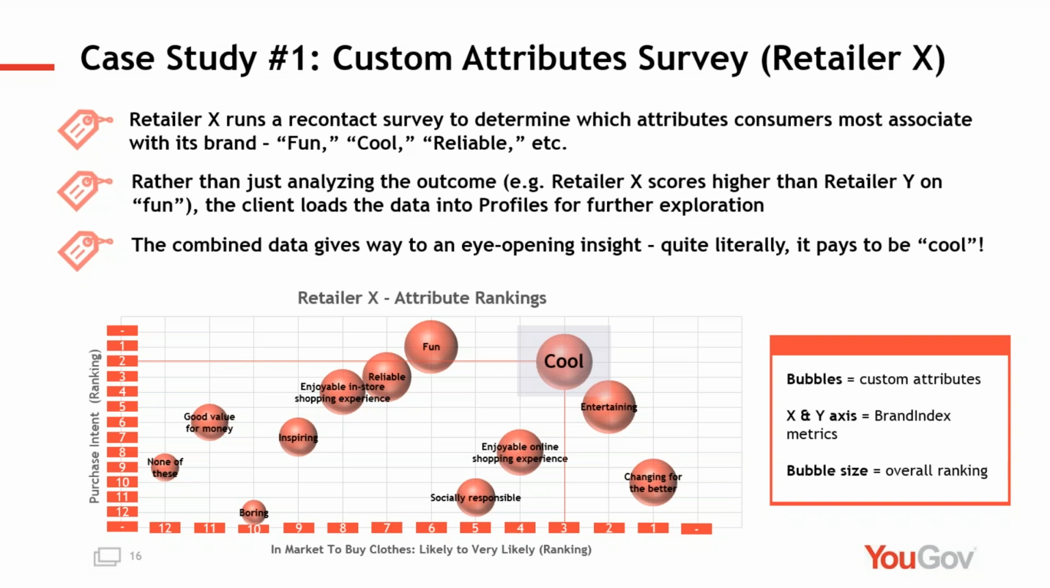Examining the bubble chart, you can see that the audience who rated the brand as cool placed number 2 on purchase intent for Retailer X, and were 3rd most likely to be in the market to buy clothing. So if you draw those lines in red, from the y-axis to the cool bubble, from the x-axis to the cool bubble, you can see how highly it rates. So now that we know that it pays to be cool, quite literally, we're able to dive into this audience to learn more about who they were demographically, psychographically, and even how to target them from a media standpoint. So this point is to show how connecting the data can really reveal powerful insights that you may have never known.